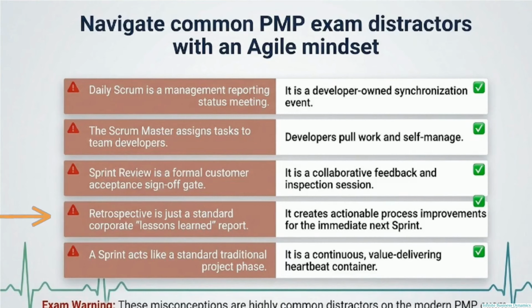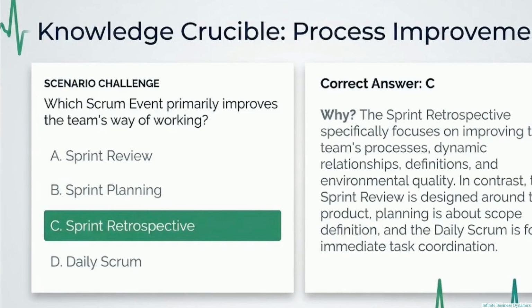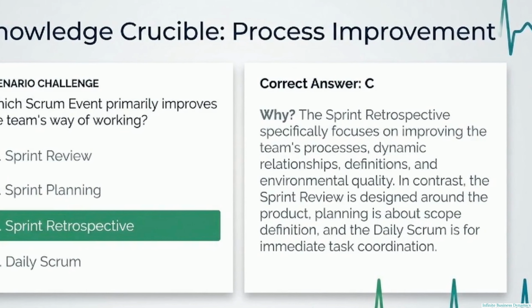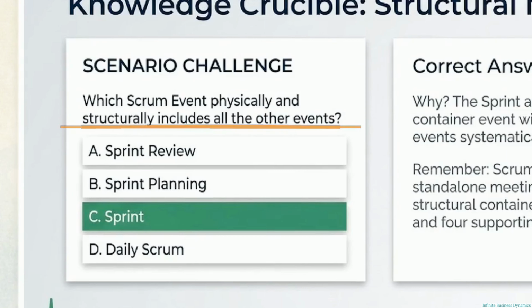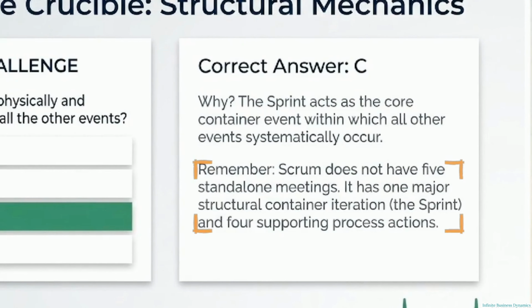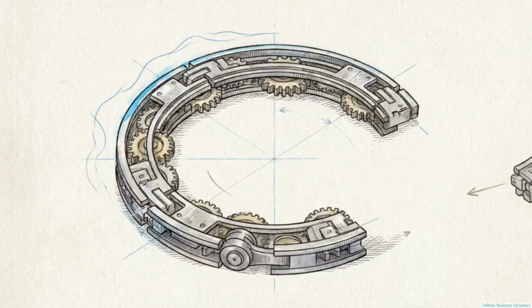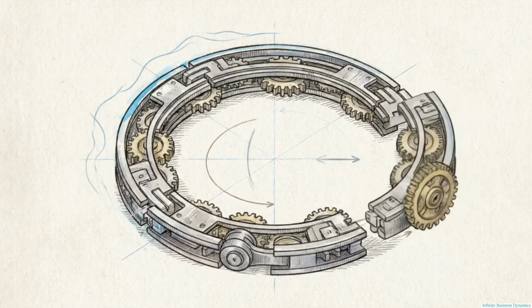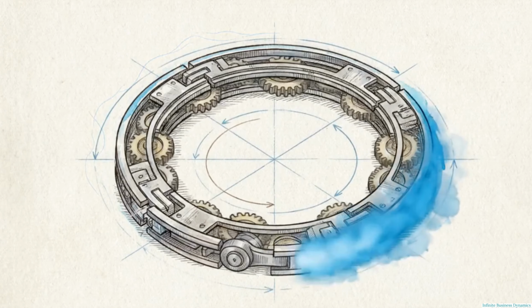Applying this to a situational exam challenge, if a scenario asks which event primarily improves the team's way of working, the answer is the sprint retrospective. The review focuses on the product, while the retrospective targets the team's processes, relationships, and environmental quality. If asked which event structurally includes all the others, the answer is the sprint. Remembering that Scrum has one container iteration rather than 5 standalone meetings eliminates the distractors. Mastering Agile for the modern PMP exam requires moving past a basic glossary of terms and internalizing the mechanics of this closed-loop, value-delivering architecture.